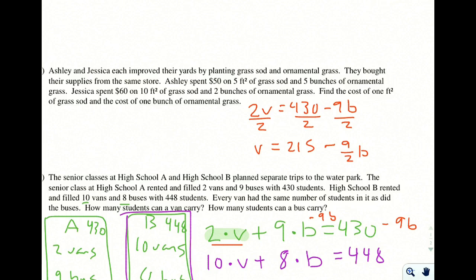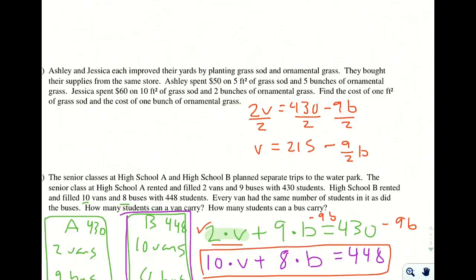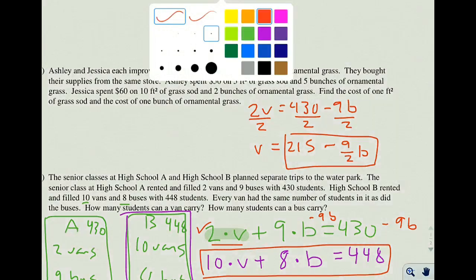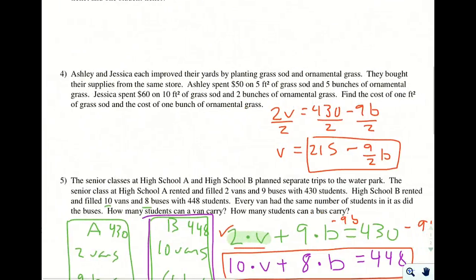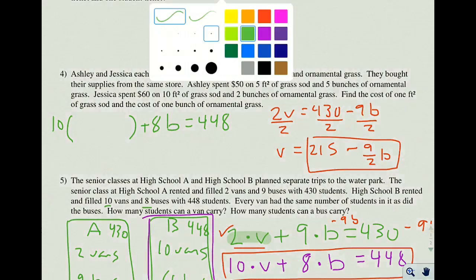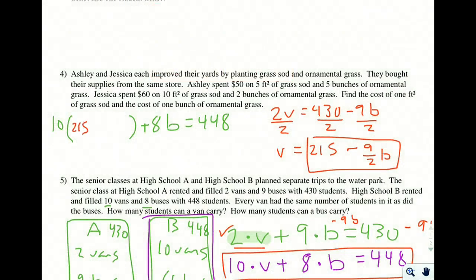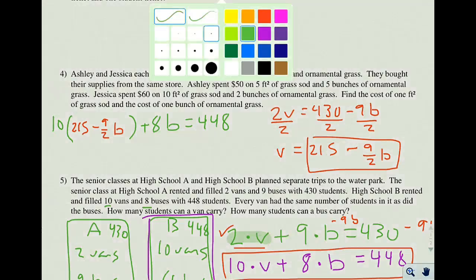Now I have v alone, and I used up this equation, but I haven't done anything with this equation right here. So I'm going to rewrite that one and plug in, instead of v, what I know v to be, 215 minus 9 halves b. So let's write that out. We have that bottom equation, 10v, and again we know what v is, so we're going to leave some space for that, plus 8b equals 448. And I'm going to plug in what I know to be v, 215 minus 9 halves b, and let's go ahead and work this out.